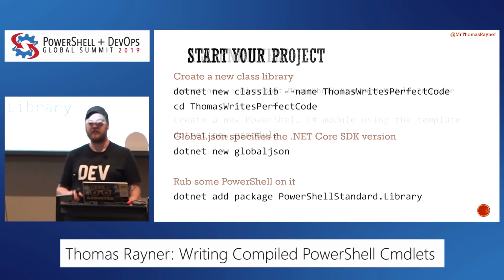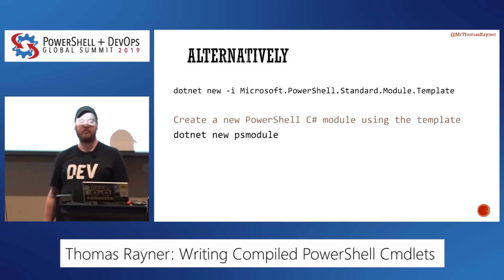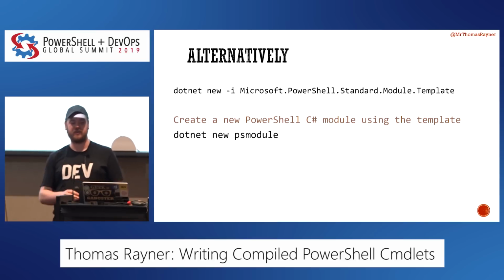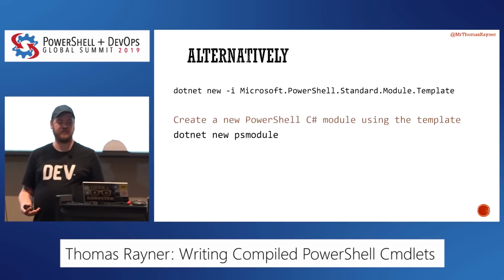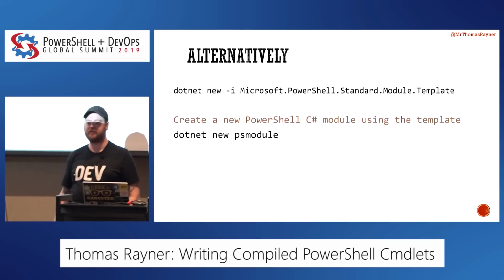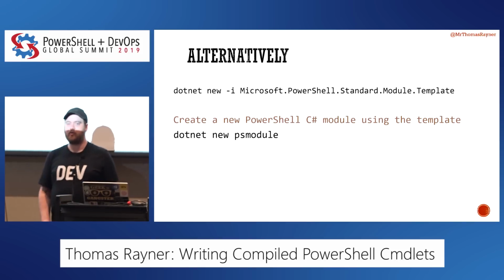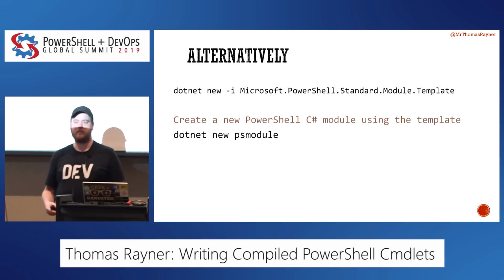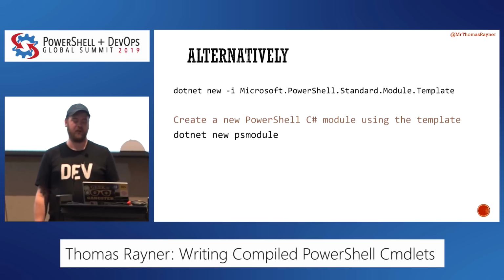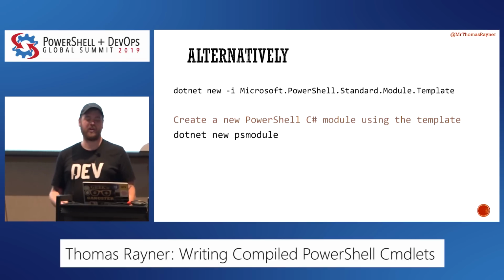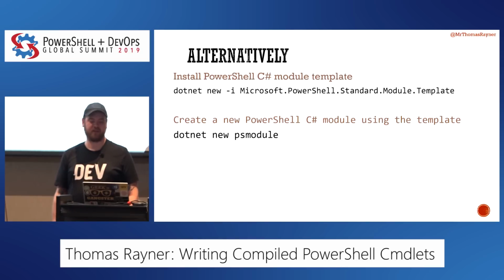There's an alternative. You can do dotnet new -i PowerShell, the whole thing's on the screen. This will add a template that you can use for creating a new PowerShell module. I personally don't love it. The one that it adds is fine. So we're going to be going the other way instead of this way, but this is an option that you could use. Oh, that was handy. Install.